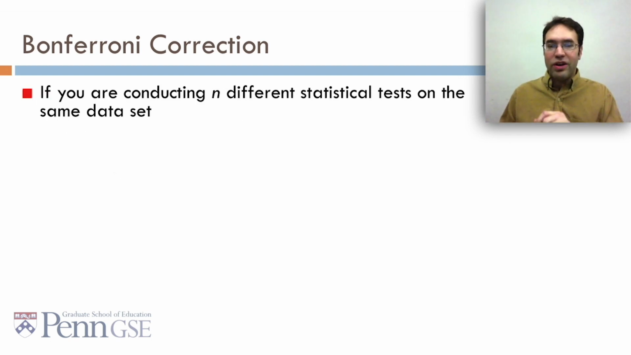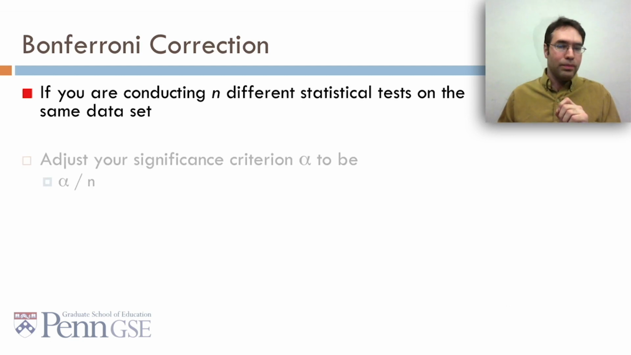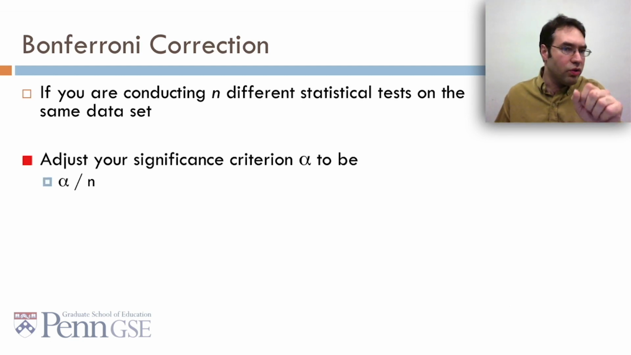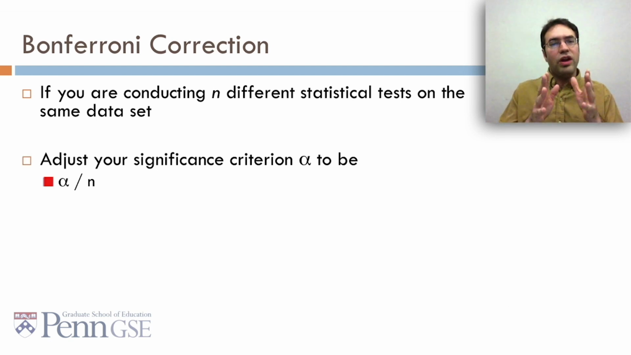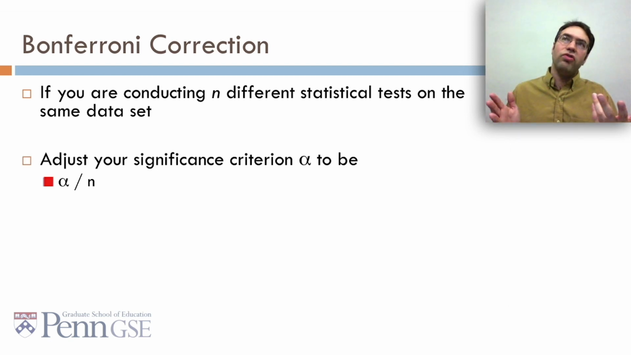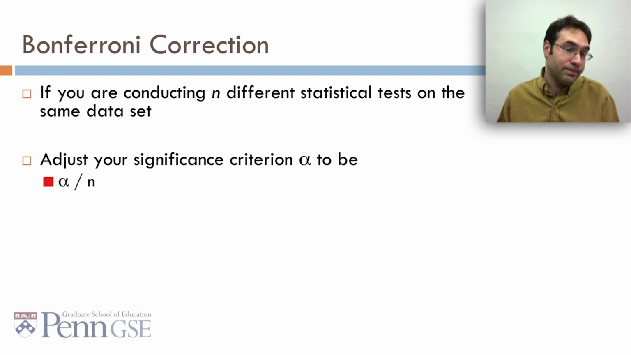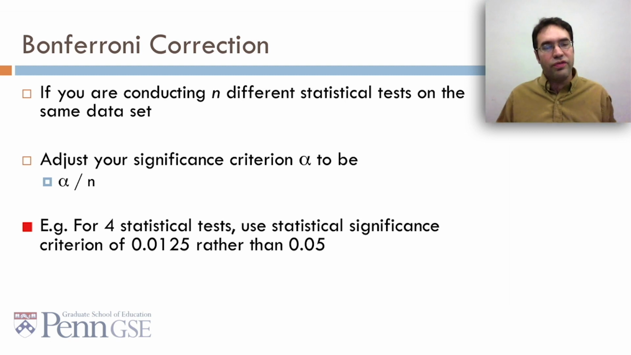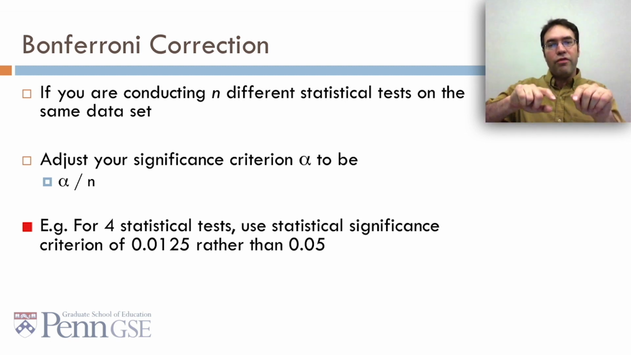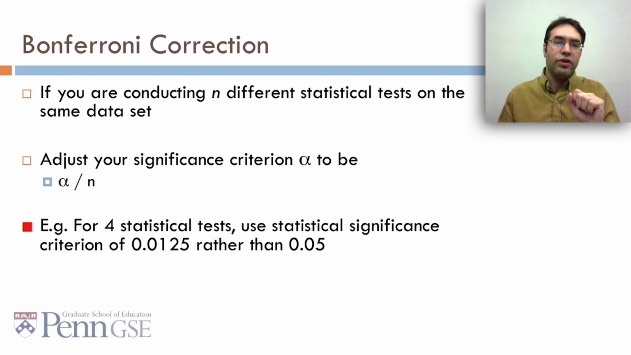Anyways, if you're conducting n statistical significance tests on the same data set, then under a Bonferroni correction, you adjust your significance criterion alpha to be alpha divided by n. So you take the significance criterion alpha, usually 0.05, and you divide it by n, the number of tests you did. In other words, for 4 statistical tests, you take 0.05 divided by 4 and use the statistical significance criterion of 0.0125 rather than 0.05.